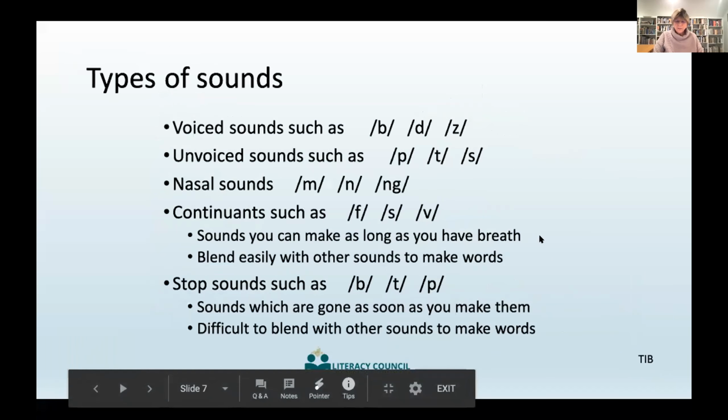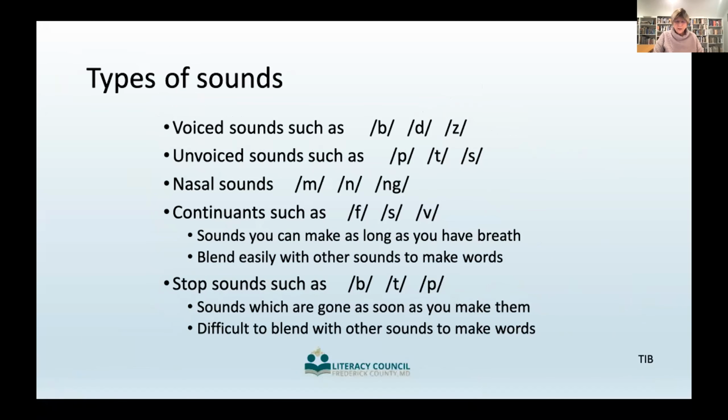There are several types of sounds. Voiced sounds are made using the vocal cords, while unvoiced sounds are made with your breath. Nasal sounds come through the nose. Continuants are sounds that you make as long as you have breath, but stop sounds cannot be held and are gone as soon as you make them. Recognizing these differences can help you teach the student how to make sounds and also help you to choose practice words to improve their pronunciation.